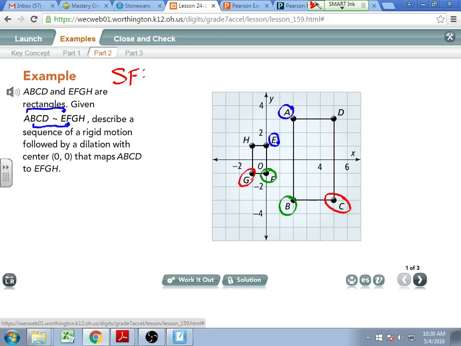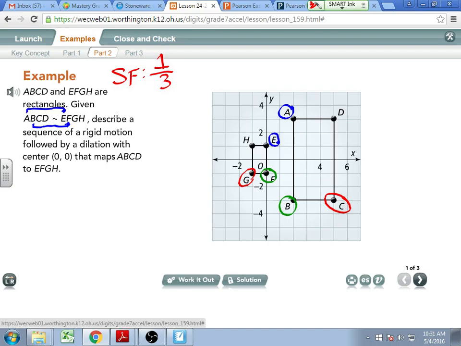One of the first things that's easy to identify here, and we like to start with what's easy: what's our scale factor? If we're going from A, B, C, D to E, F, G, H, hey, 1/3. We have a reduction happening here. We're getting smaller. So then, we know that has to happen last, though.